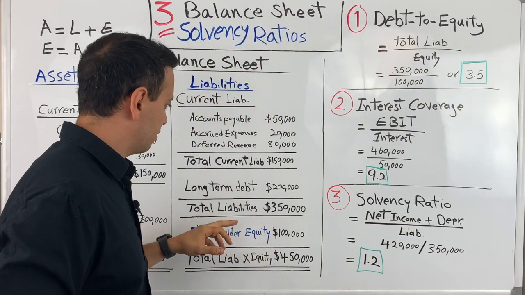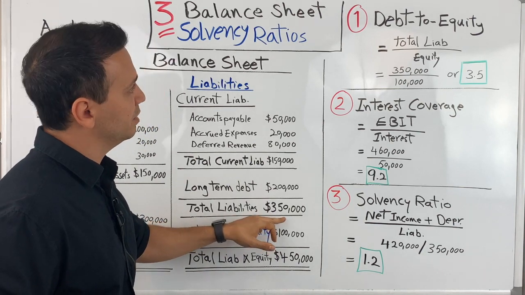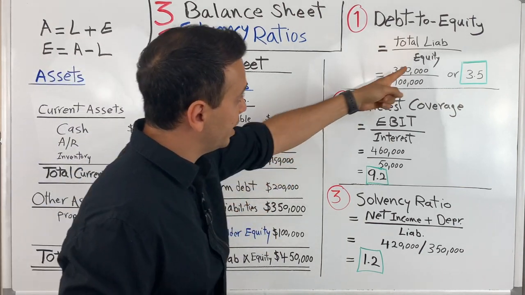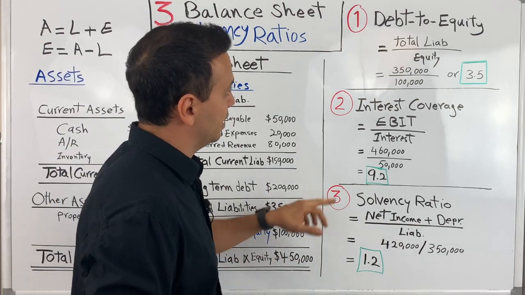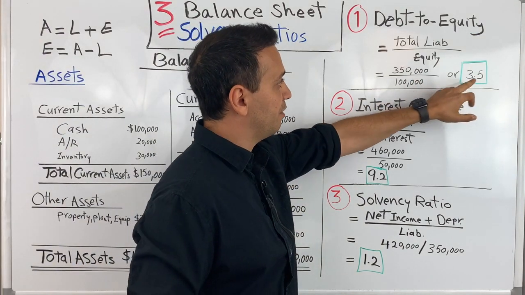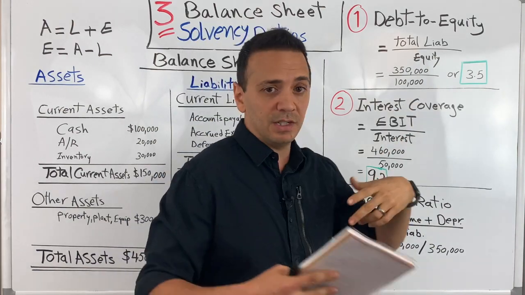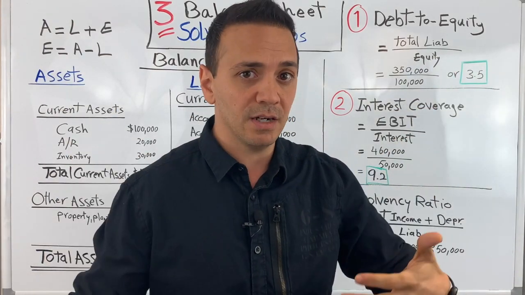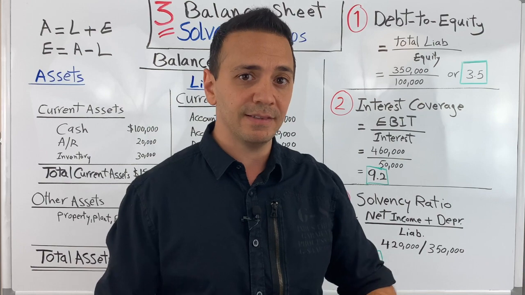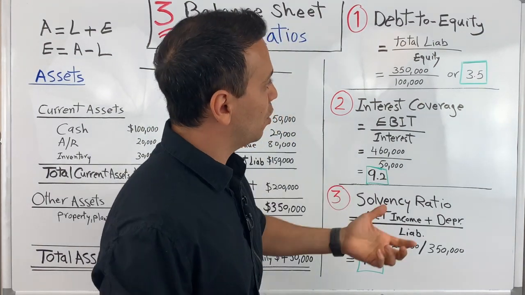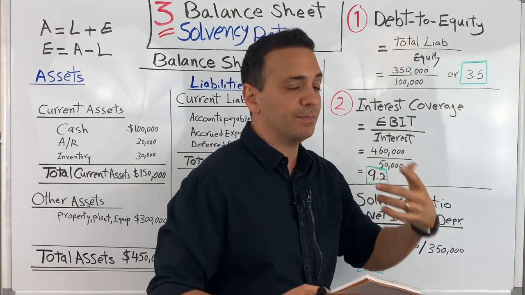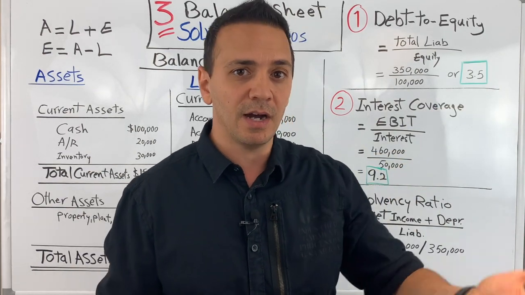Total liabilities here from the balance sheet is 350,000 divided by equity, which is right here, shareholders' equity 100,000. So that gives us 3.5. And basically, the higher that number, as we said, it indicates the company relies more on debt than equity to raise capital. It's not all that bad usually. The higher the number, the higher the debt.